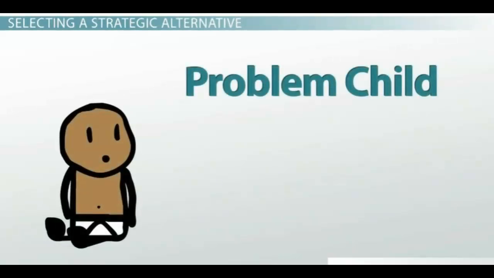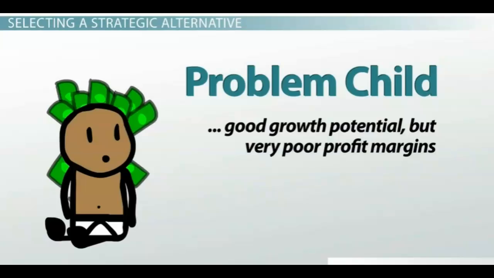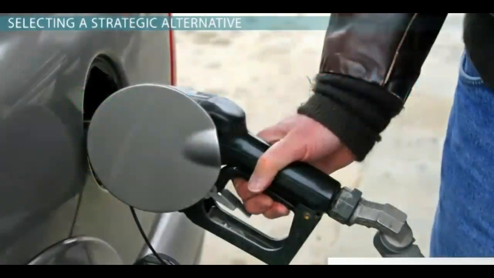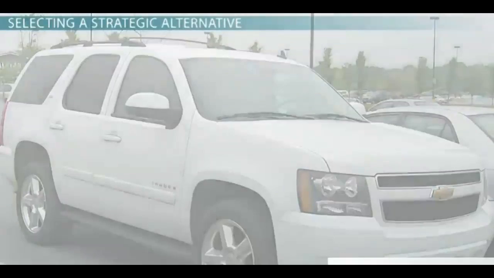A problem child has good growth potential but very poor profit margins. Just like a star, problem children also need a large amount of cash or they will end up as dogs. Many times, companies end up divesting their problem children after pumping large amounts of cash into trying to get them to succeed. For example, when gas prices were low in the 1990s, very large SUVs sold out like hotcakes. Once gas prices hit close to $4 a gallon, those same cash cows became problem children.